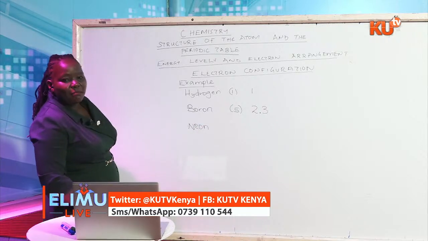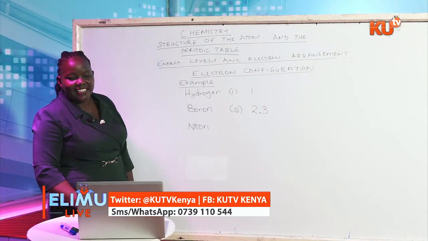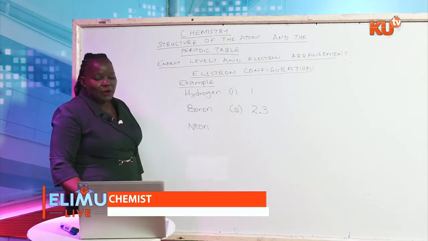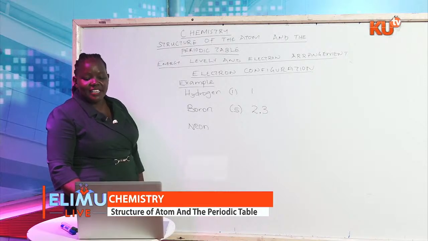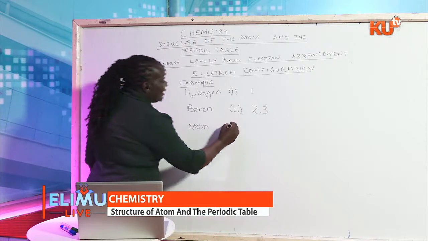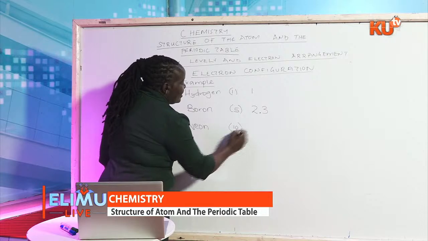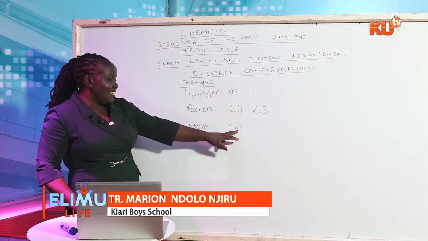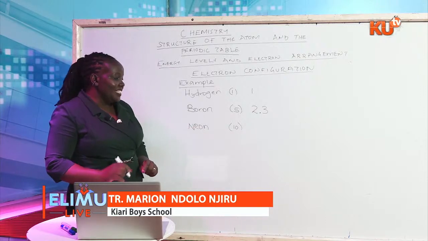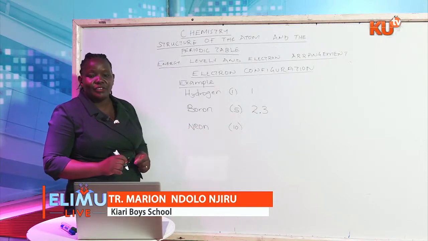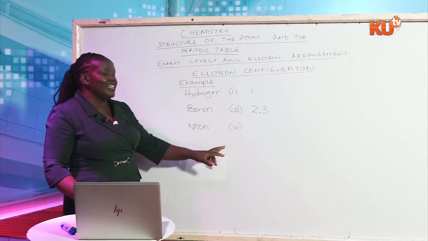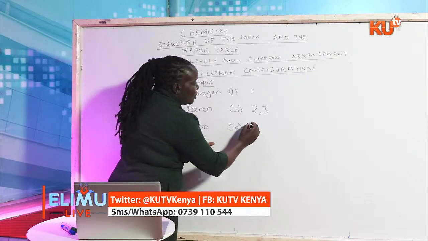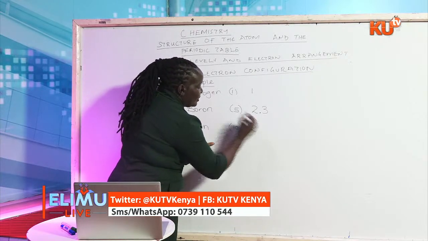What is the atomic number of neon, Ranat? Good. The atomic number of neon is 10. That means it has 10 electrons in its atom. So now that it has 10 electrons in its atom, we'll start with the first energy level. The first energy level, we have said, accommodates a maximum of 2. So the first 2 electrons will be in the first energy level.